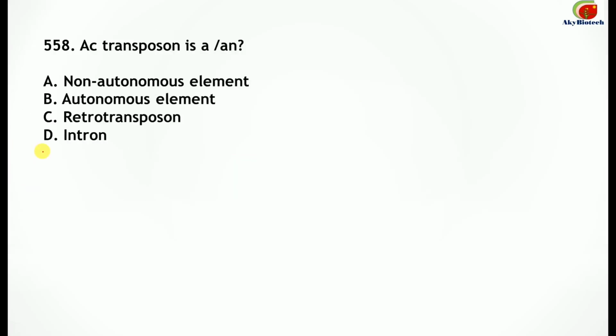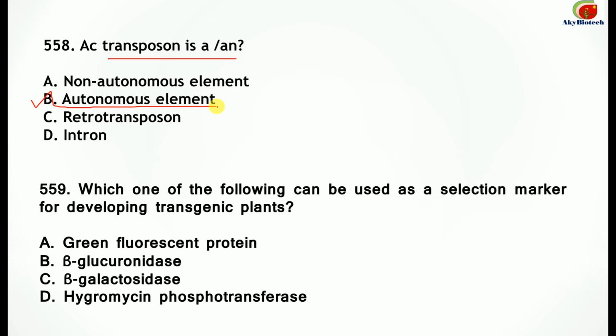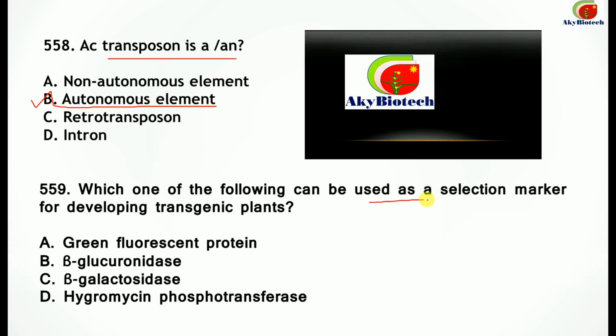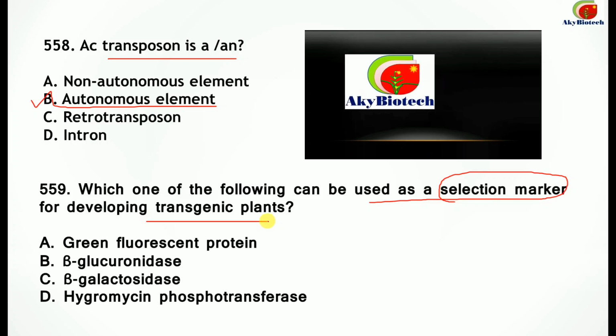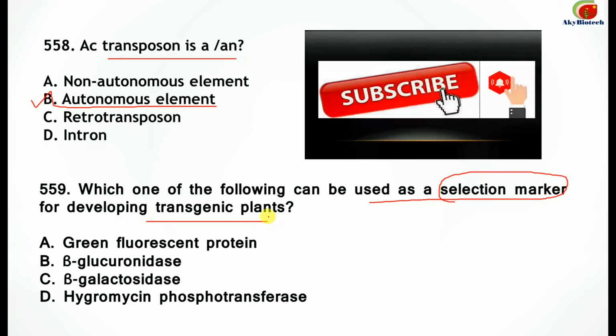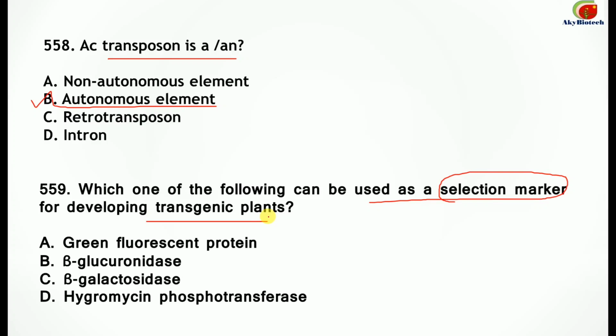Question number 558. Ac transposon is an autonomous element. Number 559. Which one of the following can be used as a selection marker for developing transgenic plants? Out of these four, which can be used as a selection marker for developing the transgenic plants? The correct answer to this is hygromycin phosphotransferase. This question is also very important. Repeatedly it has been put in the examination.